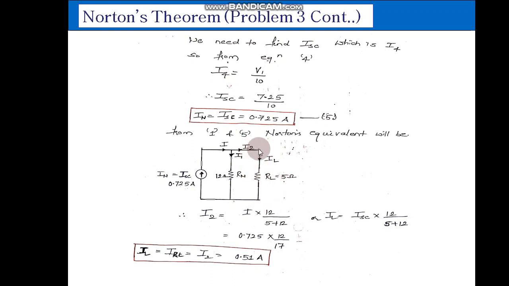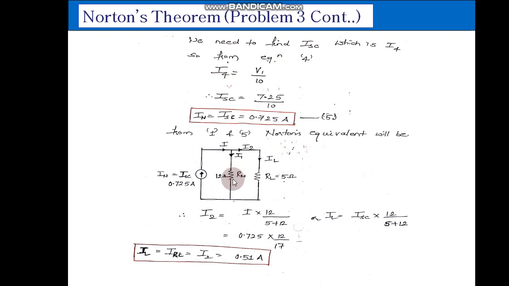If the current has to move from top to bottom, then the current from here should go from bottom to top. Then and only then can the current move like this, top to bottom. See here, from this it should circulate like this. So the Norton current for our case should move from bottom to top. Whenever I am showing it, the arrow mark should be from bottom to top. So IN is equal to ISC, which we have calculated as 0.725, and will be shown from bottom to top.